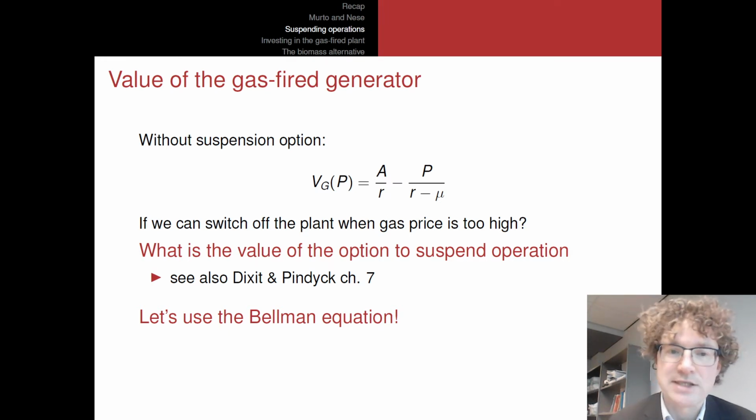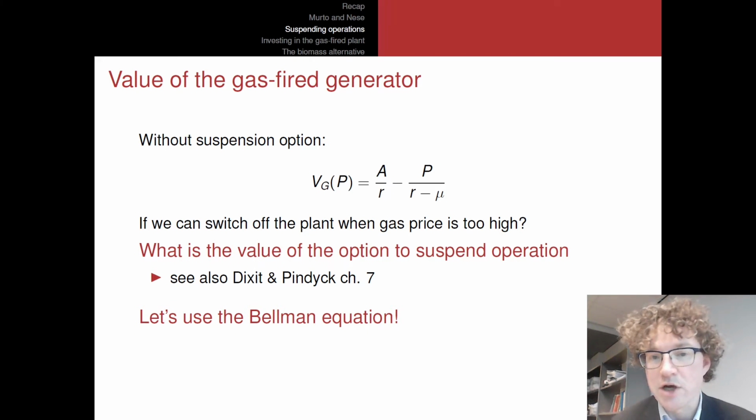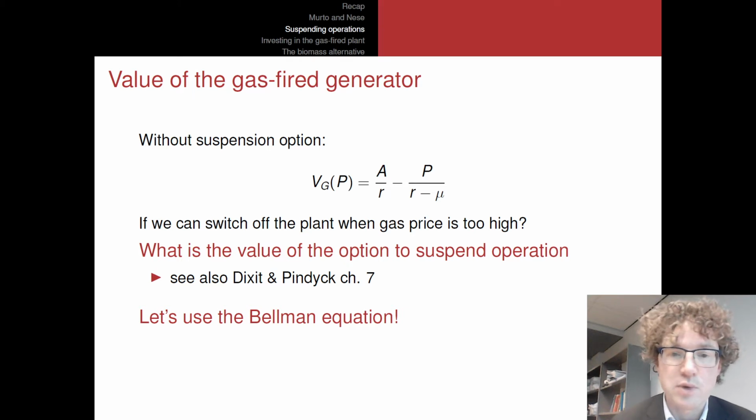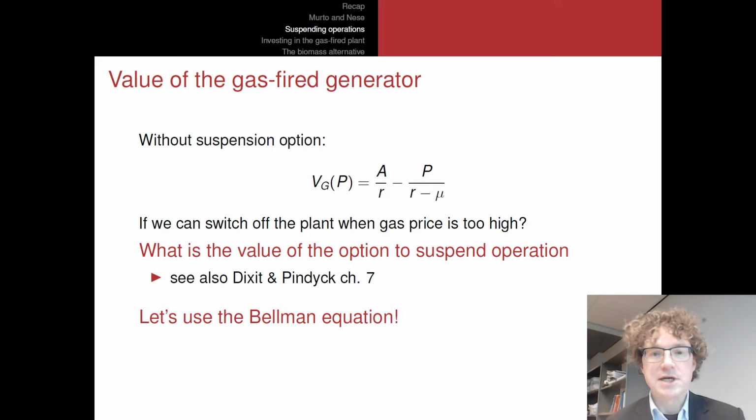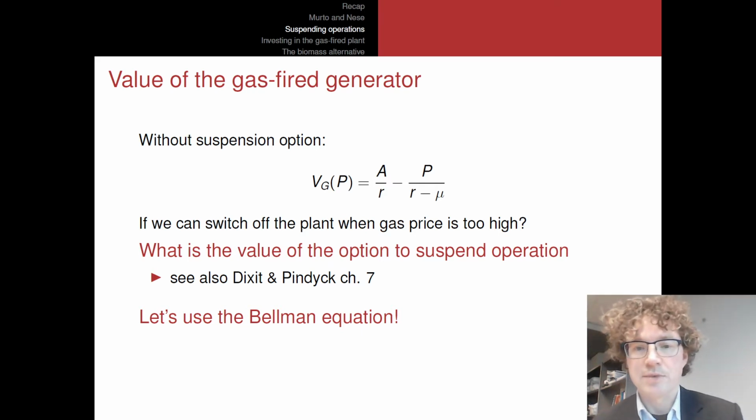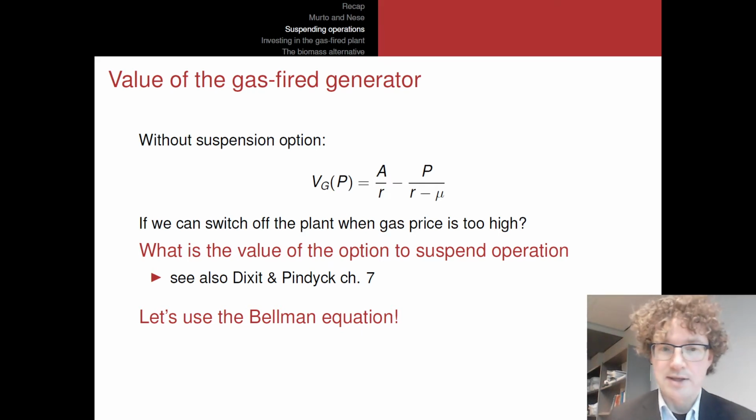Now we ask the question: if we can switch off the plant when this gas price P is getting too high, higher than the price of electricity A, what is the effect of that? Or in other words, what is the value of that option to suspend the operations of this plant? We're going to do that analysis, but it's also in the book, in the section on suspending in chapter 7. You might want to have a look at that as well, but let's do it.